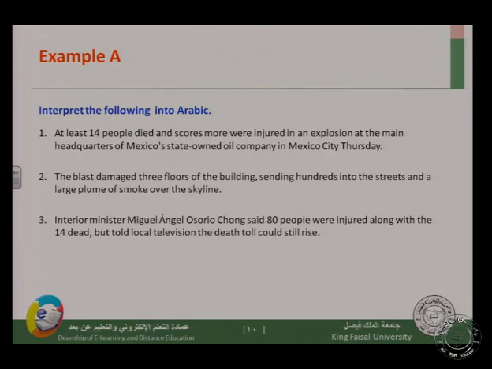Interior Minister Miguel Angelo Osorio Chong said 80 people were injured along with the 14 dead, but told local television the death toll could still rise.